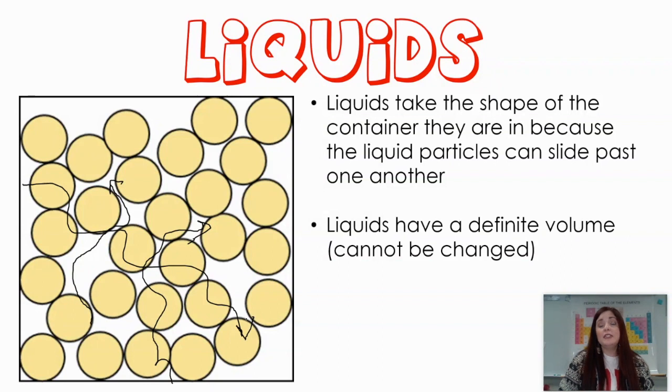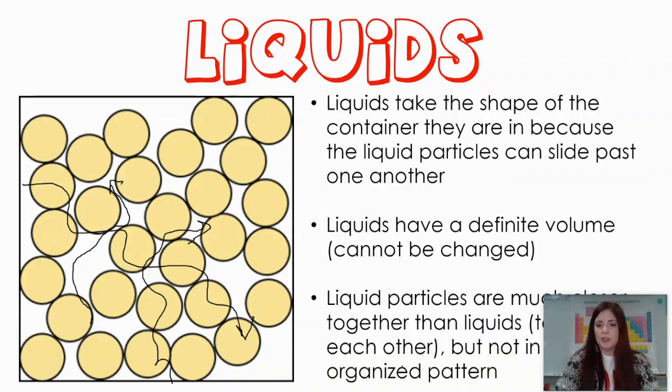Liquids do have a definite volume, though. I cannot change the amount of volume of liquid. If I have 32 ounces of water, I can't make that 32 ounces of water become 20 ounces of water because those particles are already very tightly packed.